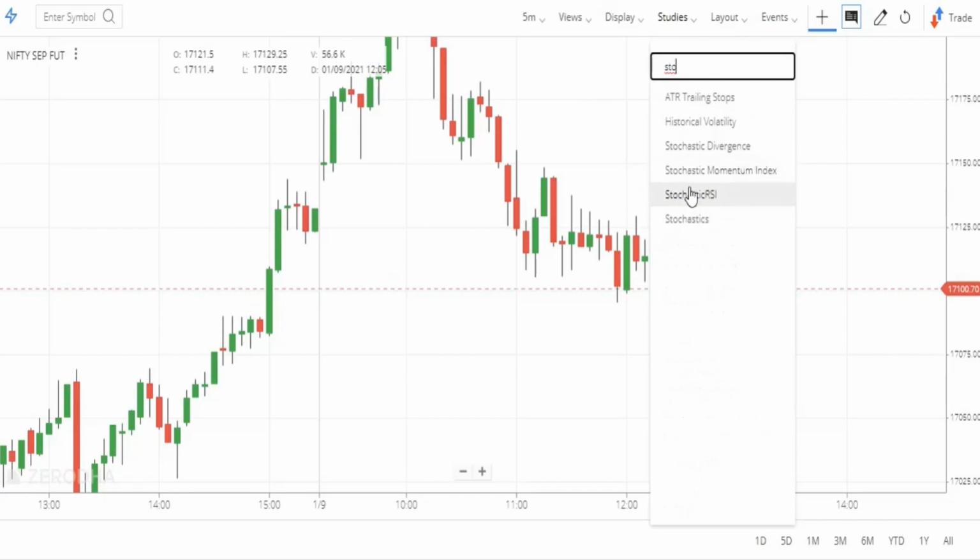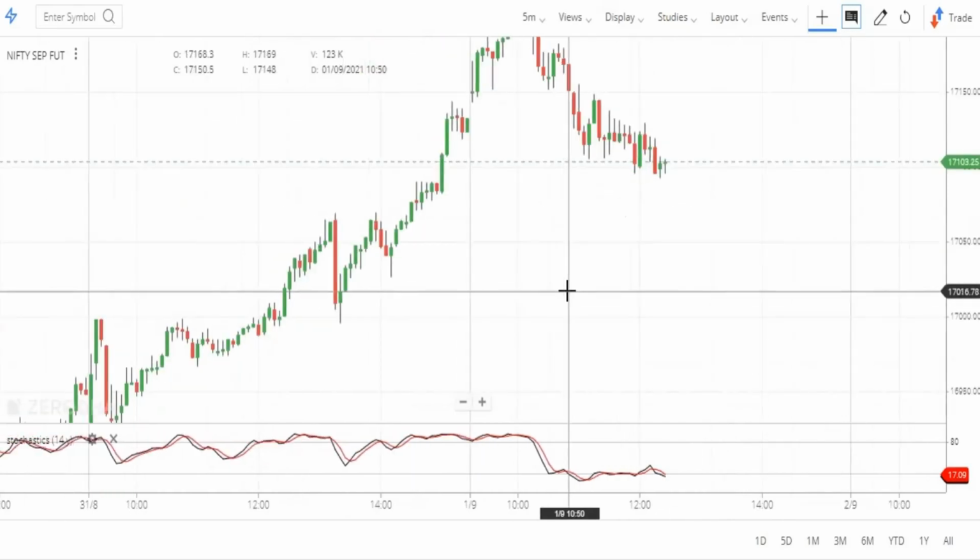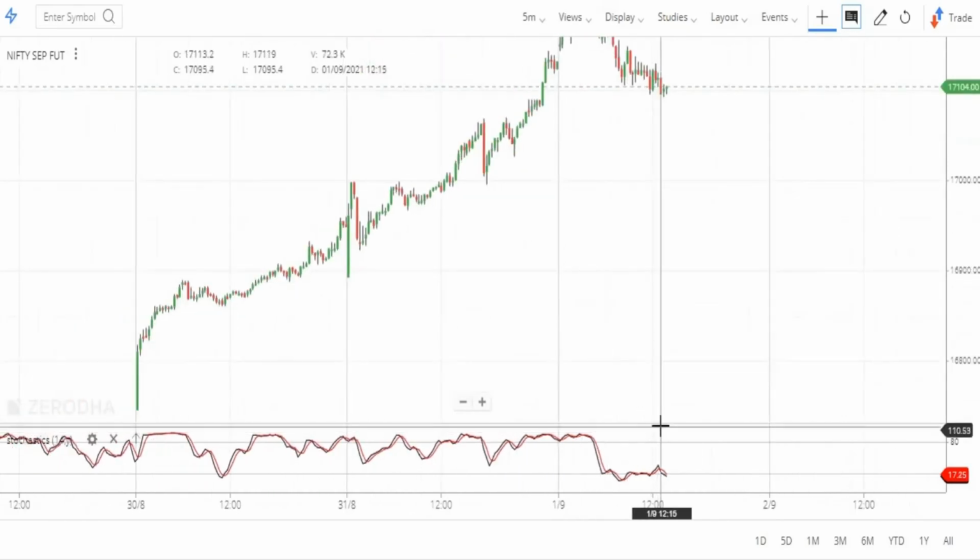Stochastics. There are multiple stochastics indicators, like stochastic, stochastic RSI, and a combination of stochastics and RSI. Stochastics divergence is there, momentum index is there. I'm not going to explain all of this because it just gets confusing. I'm going to explain only stochastics. All right, so here we have stochastics.